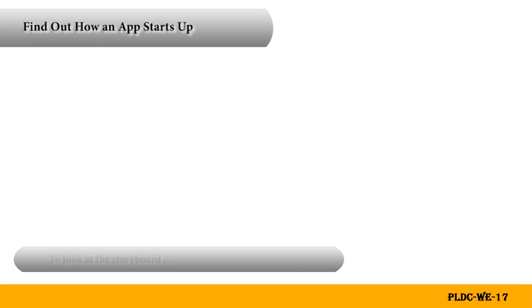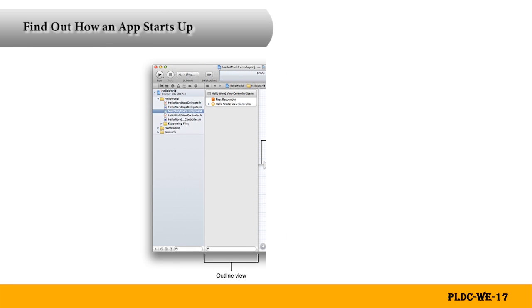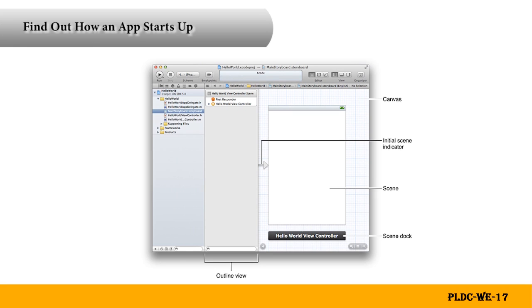Select Main.storyboard in the Project Navigator. Xcode opens the storyboard in the editor area. The area behind the storyboard objects, that is, the area that looks like graph paper, is called the canvas. When you open the default storyboard, your workspace window should look similar to this.